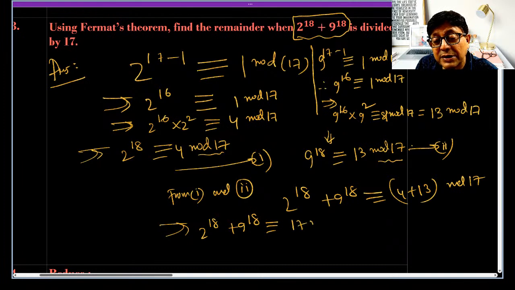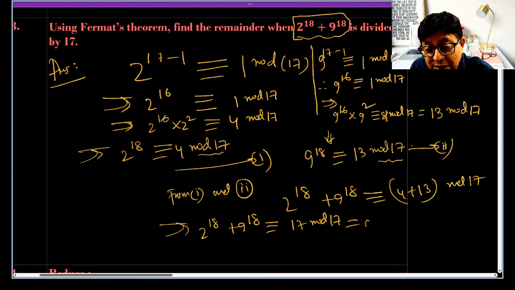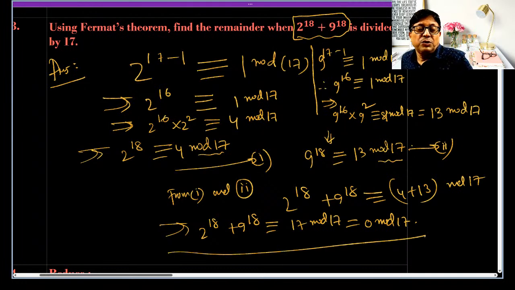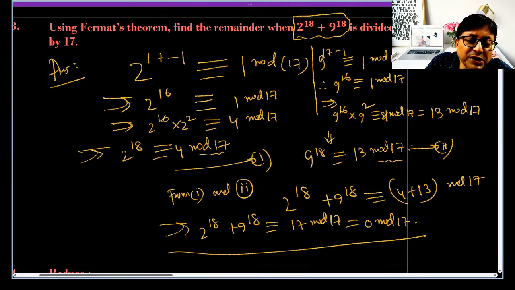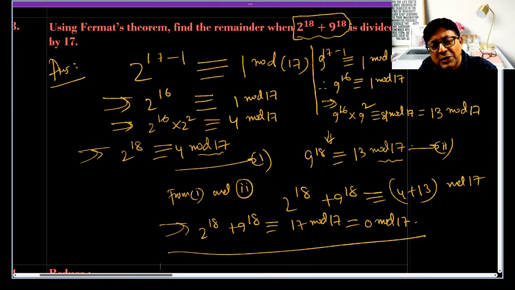You got 17 mod 17. So what is that? No remainder when 17 is divided by 17. So it will be 0 mod 17 and your answer is there. 2 to the power 18 plus 9 to the power 18, when divided by 17, the remainder is going to be equal to 0. Clear? Understood?